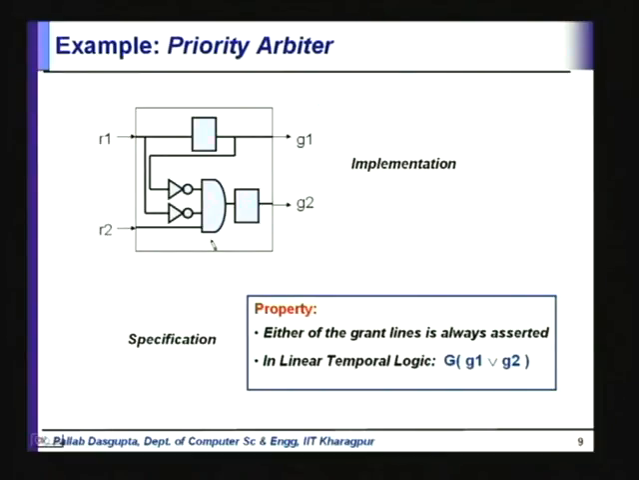Not satisfied. Why? Under which scenario? If both R1 and R2 are low, then in the next cycle both G1 and G2 will be low, right. So, we have seen that this is not going to hold. Now, let us see how the model checker works in finding out that there is a counter example trace where R1, R2 are both low, and in that trace we will see that both G1 and G2 are low and therefore the property is violated. Okay. Now, let us see.